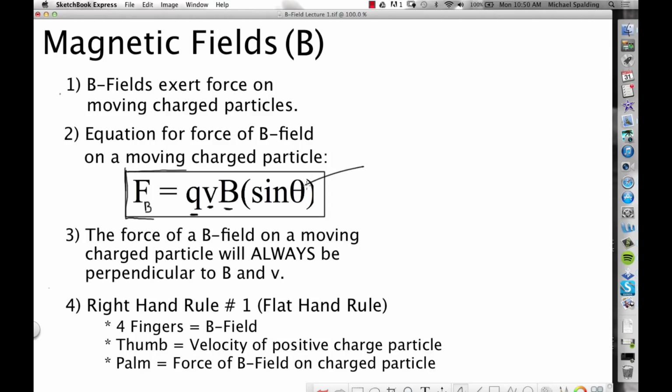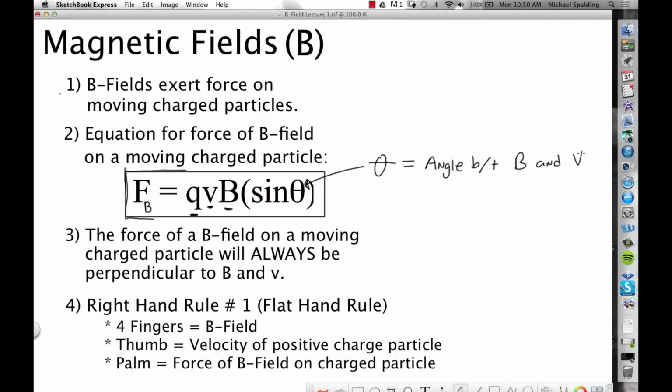And then the trickiest part of the equation is this theta right here. Theta is defined as the angle between the magnetic field and the velocity of the charged particle. It's the angle between the magnetic field and the velocity of the charged particle. So I have my arrows here. If you're watching this lecture at home, it's going to be hard. This is not going to really apply on the screen. So here's what I have. I have two arrows, and I'm going to use this to show you what I mean by this theta.